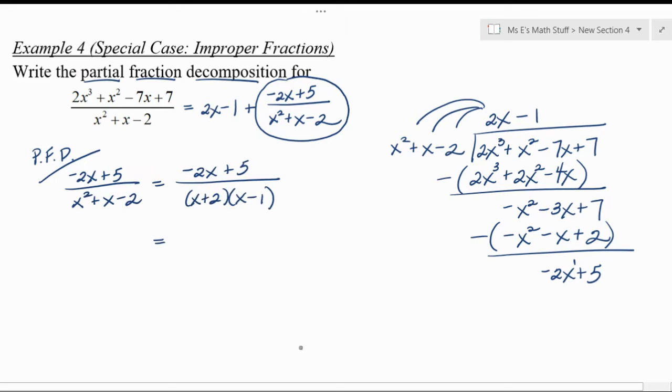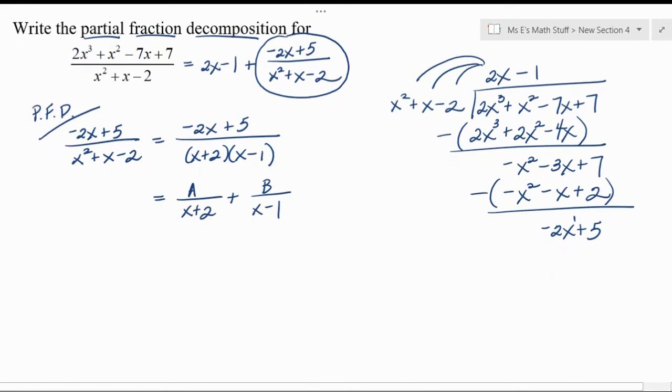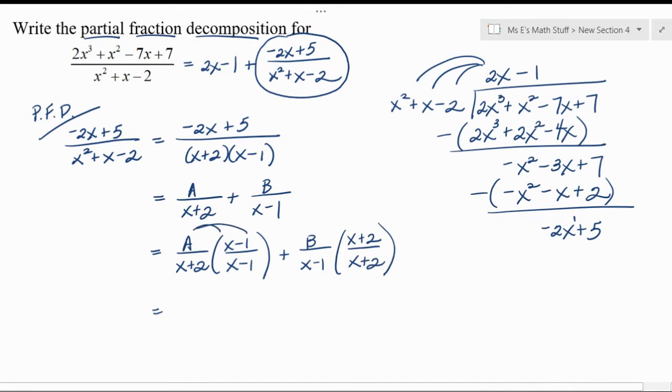And then we've got a distinct linear factors case here, so the form is fairly straightforward, just constants over each factor. Then we'll switch gears to adding the fractions together. So a over x plus 2 would need to be multiplied by x minus 1 over itself. And b over x minus 1 would need to be multiplied by x plus 2 over itself. There we go. Follow your distribution nose.